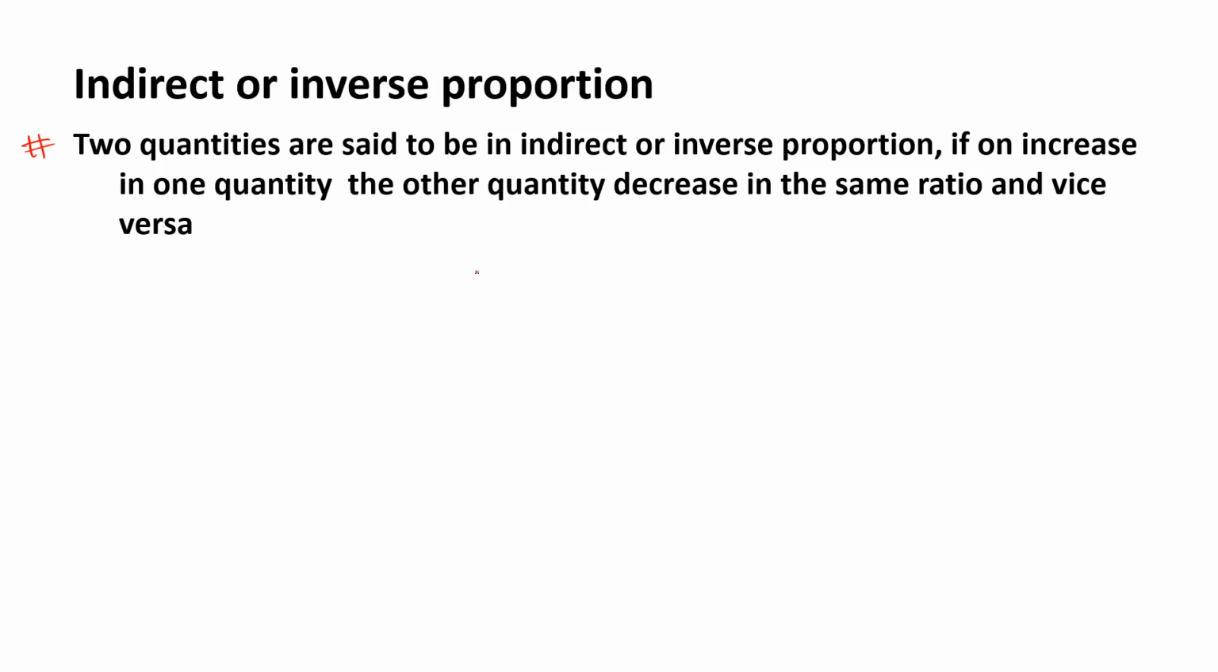For an example, take speed and time. We need to travel a constant distance of 100 kilometers. In the first case, we traveled with a speed of 25 kilometers per hour. While traveling at 25 kilometers per hour, we take 4 hours to cover the distance. But when we increase the speed to 50 kilometers per hour, then the time required to cover the 100 kilometers would be 2 hours only.